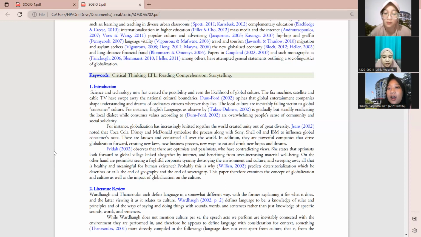Frida observed that there are optimists and pessimists who have contradicting views. She states that optimists look forward to a global village linked together by the internet and benefiting from our increasing material well-being. On the other hand, pessimists see a frightful corporate tyranny destroying the environment and culture and sweeping away all that is healthy and meaningful for human existence. Probably this is why Whelan predicts deterioration, which he calls the end of geography and the end of sovereignty. This paper therefore examines the concept of globalization and culture as well as the impact of globalization on culture.